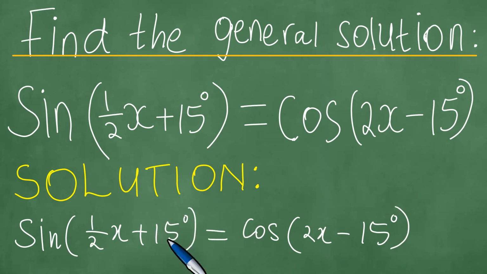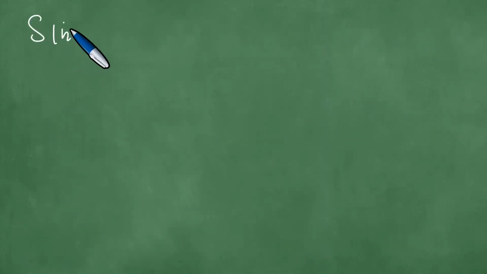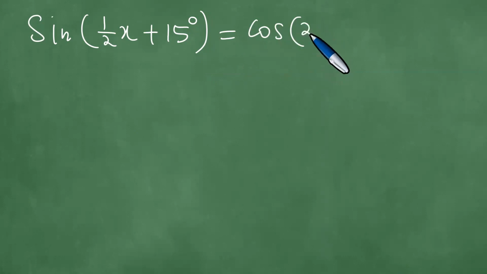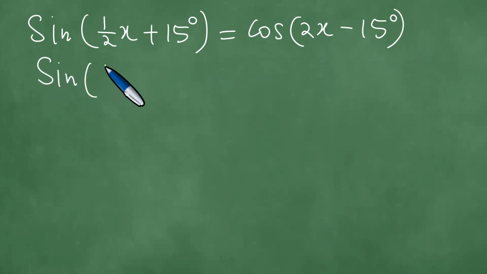Right, and we analyze this and we realize that these are co-functions of each other, because the co-function of the sine is the cosine and vice versa, the co-function of the cosine is the sine. And so we proceed as follows. So the sine of 1/2 x plus 15 degrees is actually equal to the cosine of twice x minus 15 degrees, like so.